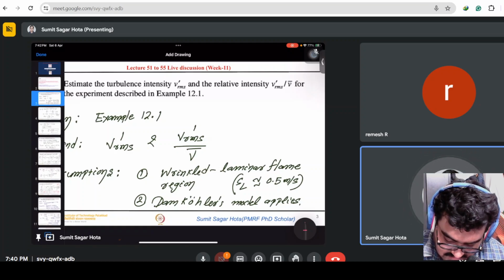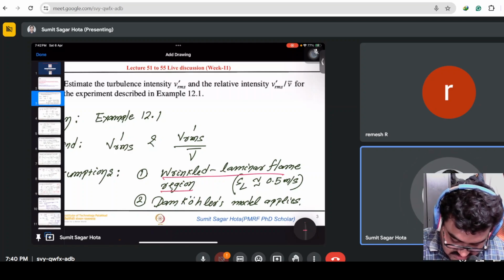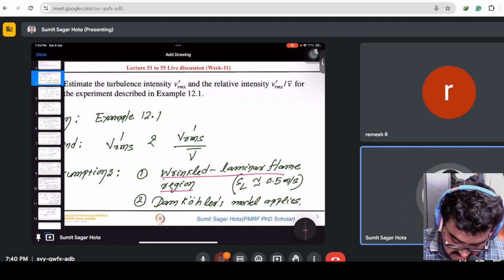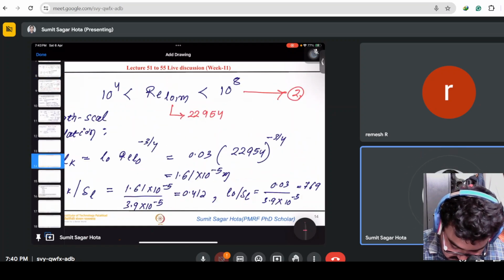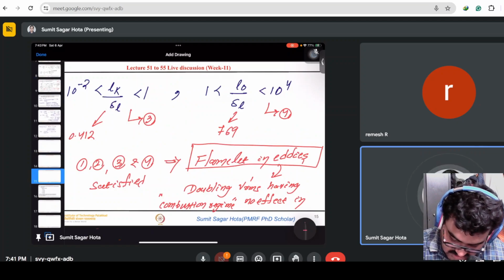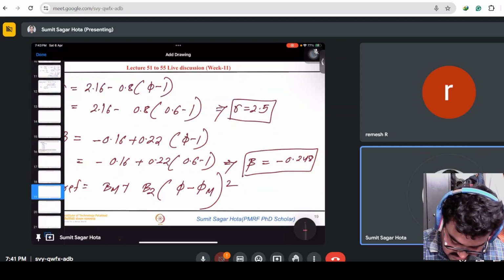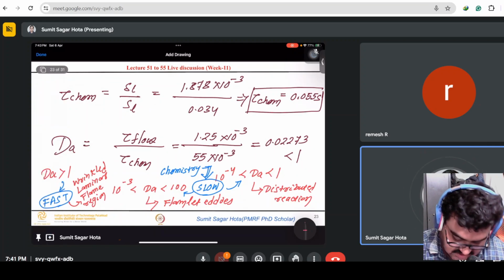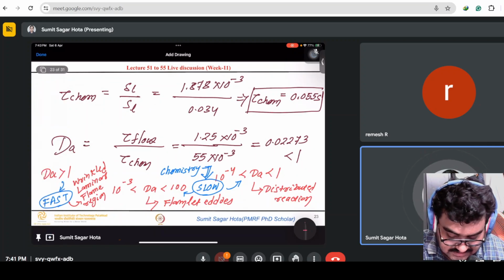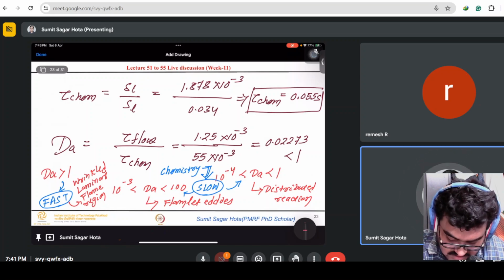Wrinkled laminar flame region, we are assuming. Why am I actually doing this? Because you can correlate all these things. What is the wrinkled laminar flame region? When the Damkohler number is greater than 1, then only we assume the wrinkled laminar flame region and fast chemistry.